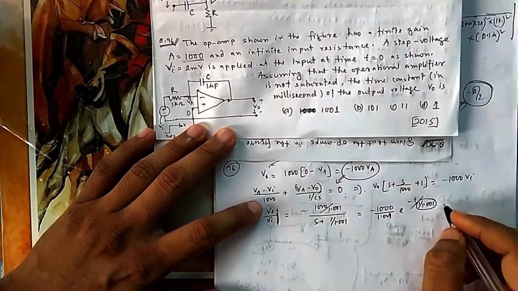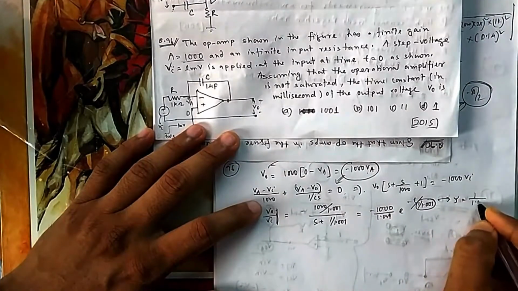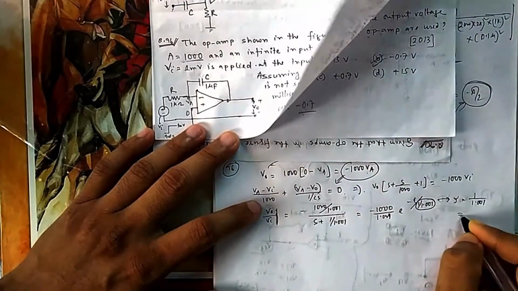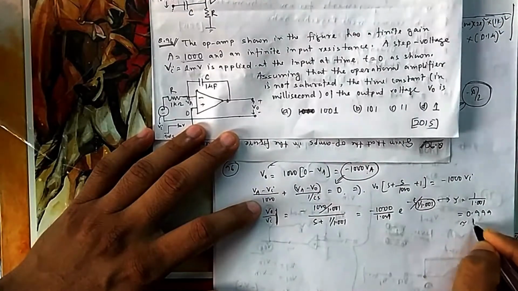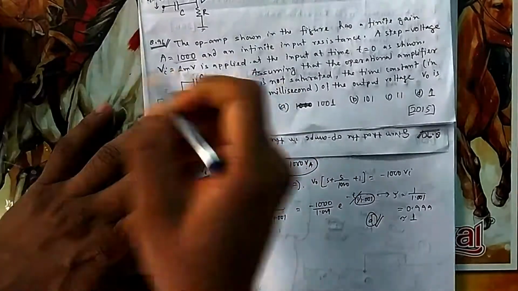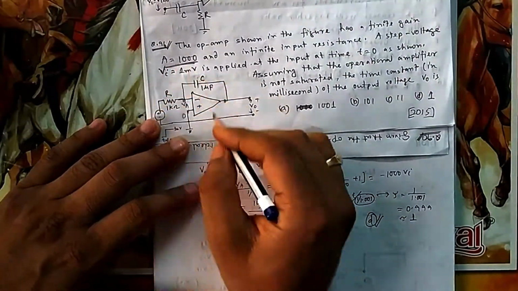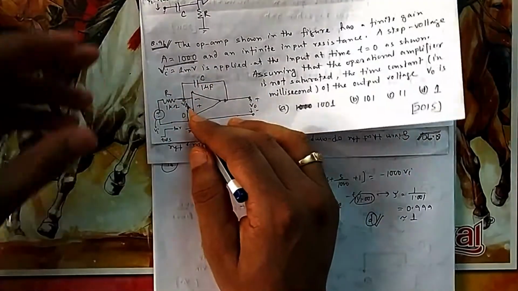What is the time constant? It is e to the power minus t by tau. So this is the time constant tau, 1 by 1.001, that is your 0.999, which is nearly equal to 1. That is your option D. So you have to be very careful. Till now, in case of ideal, the gain was infinite, so this potential was the same. But here, because the gain is given, it will not be the same.